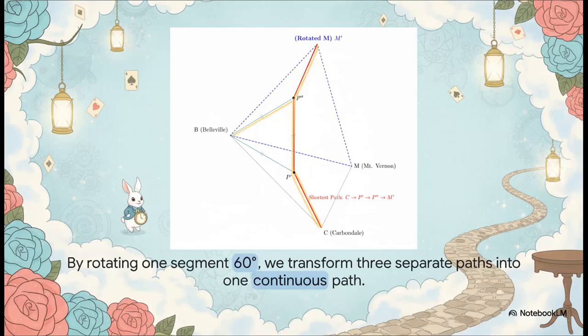Okay, so check this out. We started with 3 separate lines, but by taking the path from Mount Vernon and just rotating it 60 degrees around Belleville, we've magically unfolded the total distance. Now, the total length of all our cables is represented by that one single connected red path you see, stretching all the way from Carbondale up to the new rotated spot from Mount Vernon. We basically turned a network problem into a straight line problem.